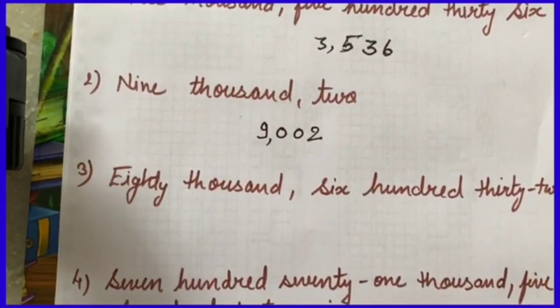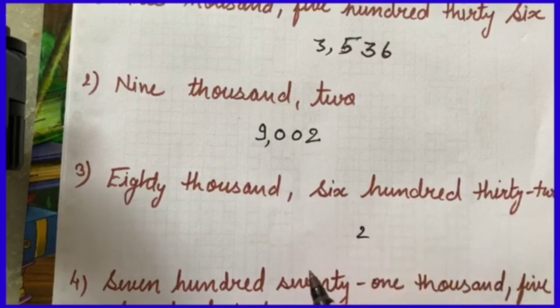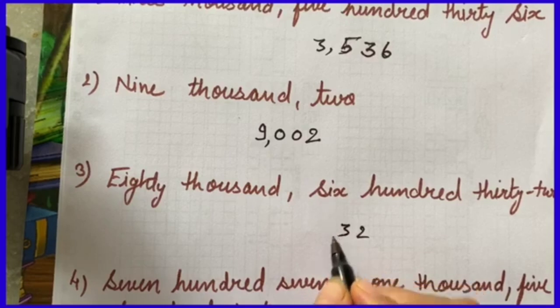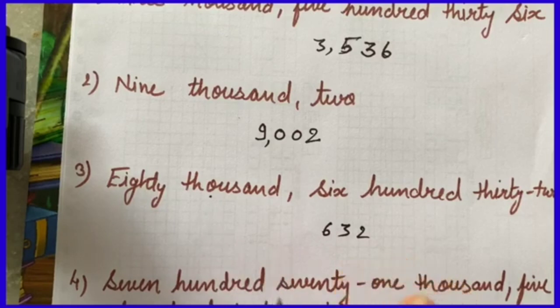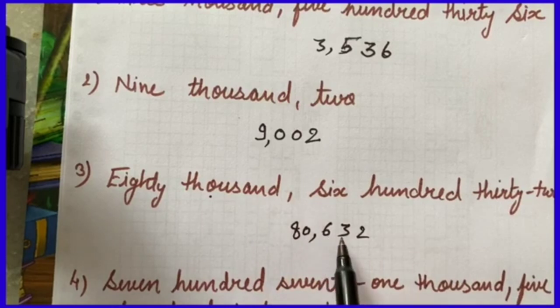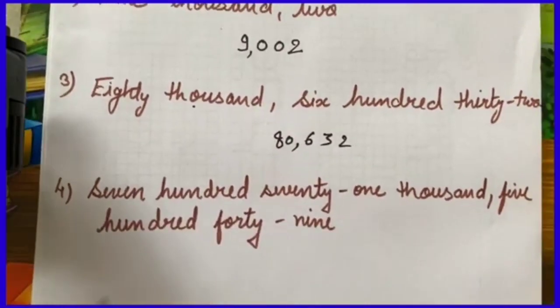Now let's take another example. The question is given 8,632. So 2 will come first because it is at the ones place. Then 30, so 3 tens. Then 600. Then 80,000. How many thousands? 80,000. Or we can say there are 8 ten-thousands. So it will come as 80,632. Let's take another example.